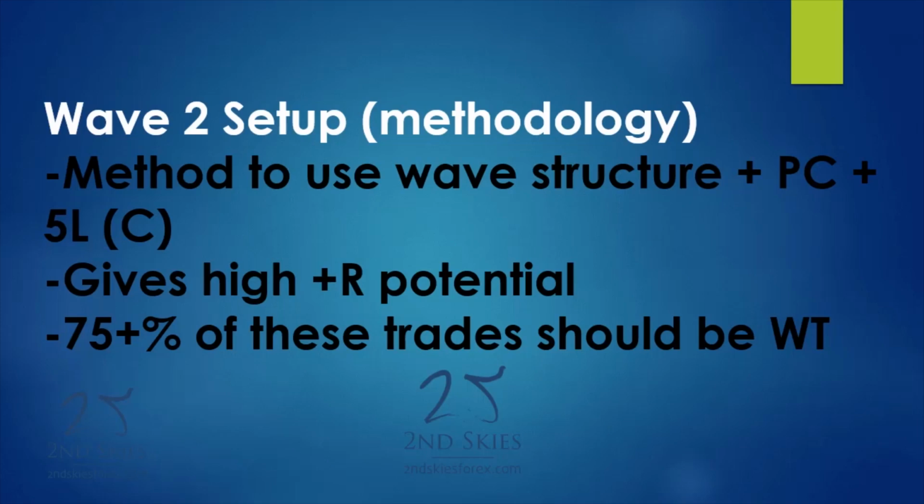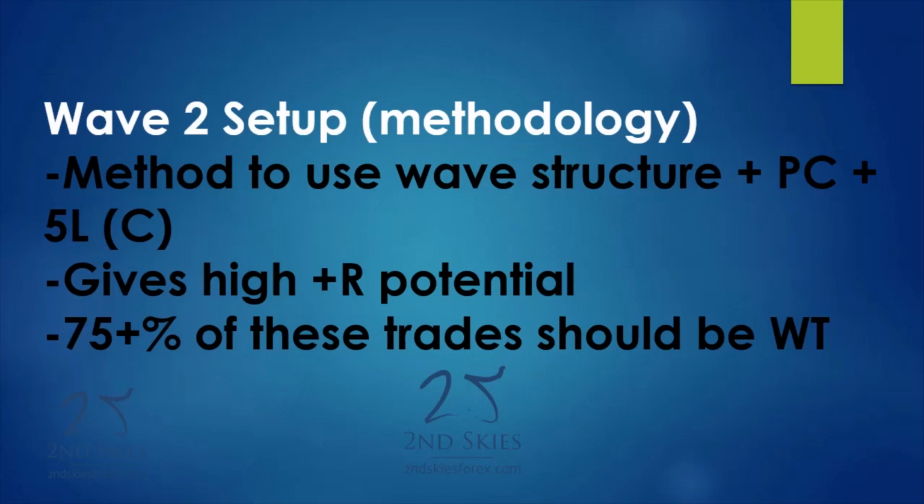The advantage of this is that, just in terms of wave structure alone, if you can get relatively close to predicting where that C point is, then you have the highest plus R potential, because you're catching a pullback towards the lows of that pullback, or towards the highs of a pullback in a bear trend. You're catching that pullback as close to that C point as possible, and that means the next leg up should give you a lot of profit potential.